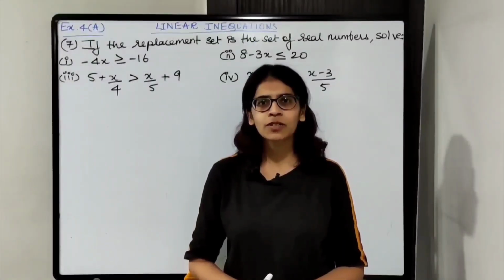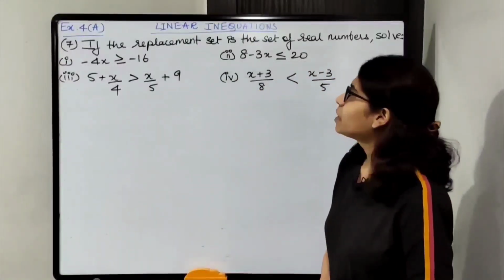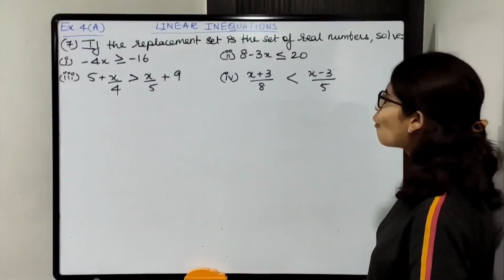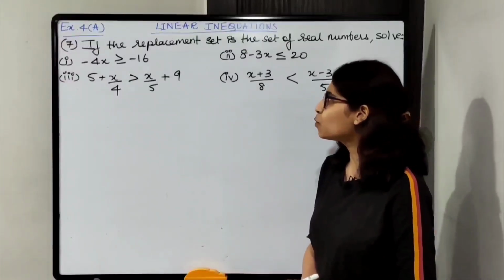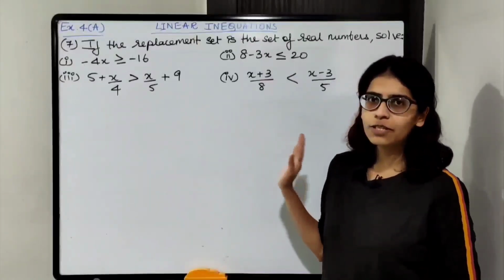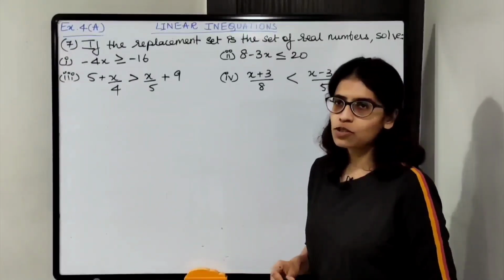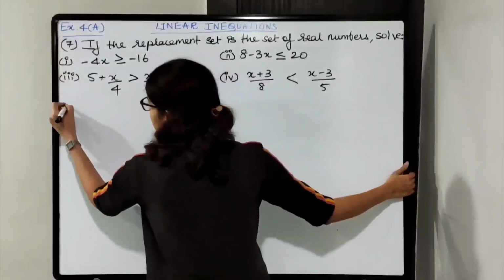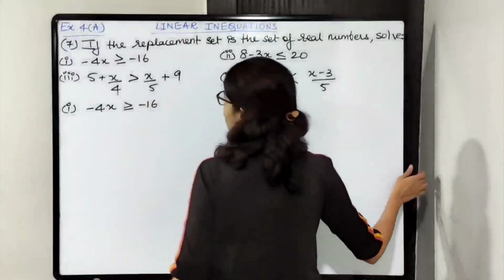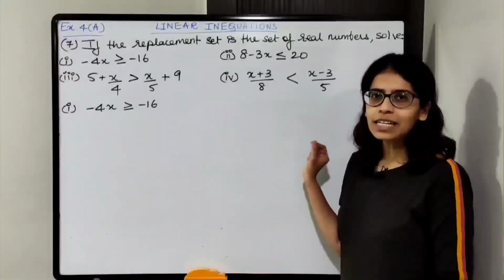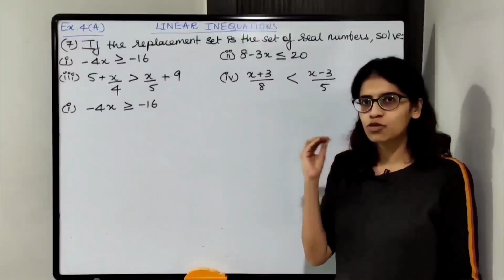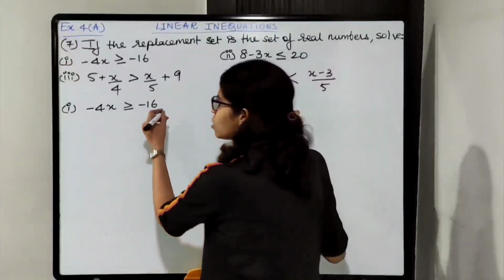Moving on to next question, question number 7. There are 4 parts to this question. If the replacement set is the set of real numbers, solve first part: minus 4x is greater than or equal to minus 16. So starting with the first part, let us write down the question. Inequality diya hai, minus 4x is greater than or equal to minus 16, and replacement set is the set of real numbers. Okay, so real numbers ke set mein se choose karna hai. So let us solve this first.